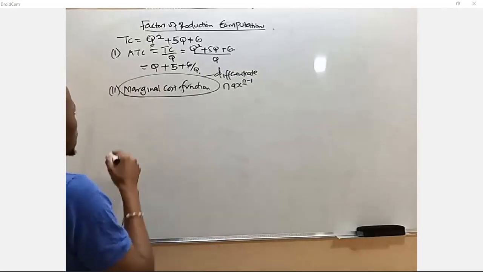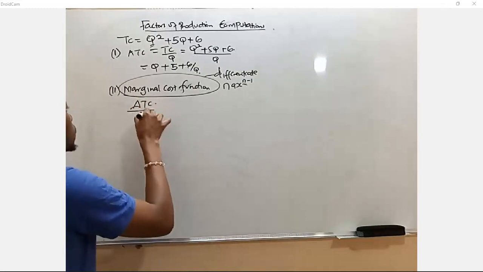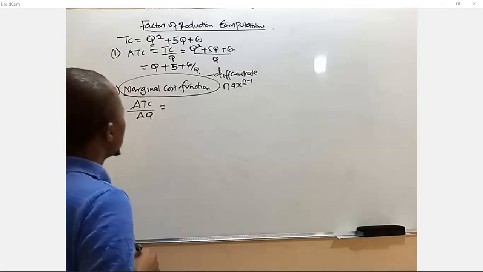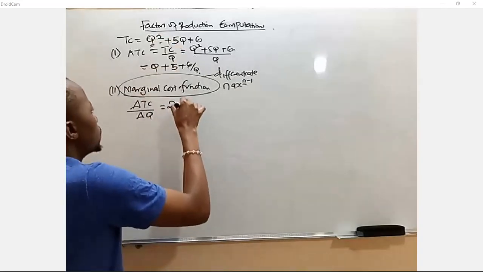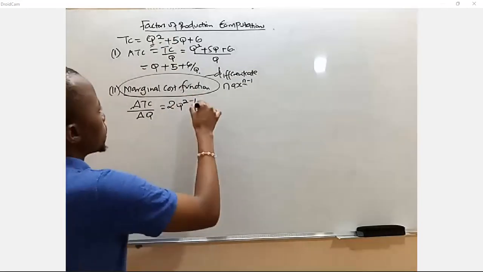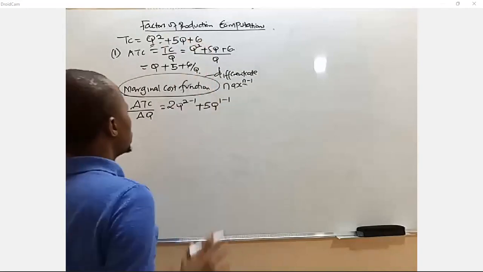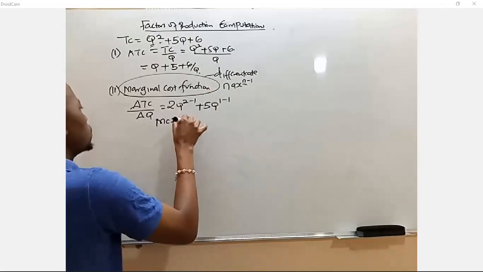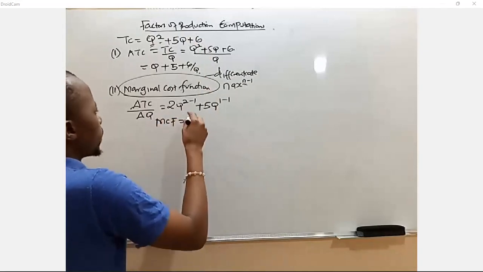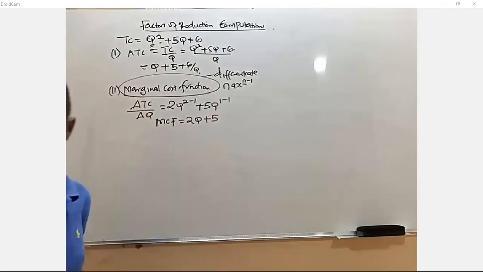So in this case, our equation here will be change in the total cost over change in Q, which should be equal to, if I pull down the power, 2Q to the power 2 minus 1, plus 5Q to the power 1 minus 1. Here you ignore it, we don't have Q. So the marginal cost function will be 2Q plus 5. This is how the marginal cost function looks.